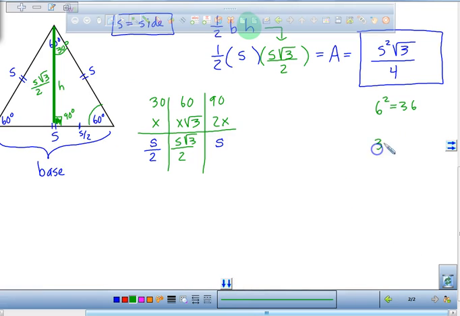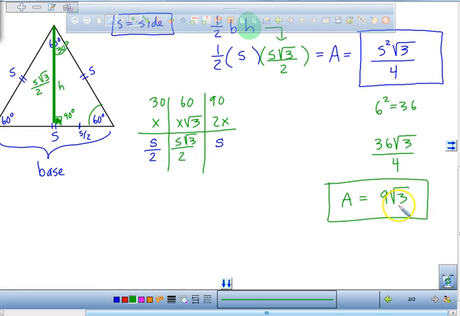Here's what I'd like you to do. You're going to put 36 radical 3 over 4. Does 4 go into 36? Yeah, how many times? 9 times. By the way, everybody, this is the area of one of those equilateral triangles inside that hexagon.